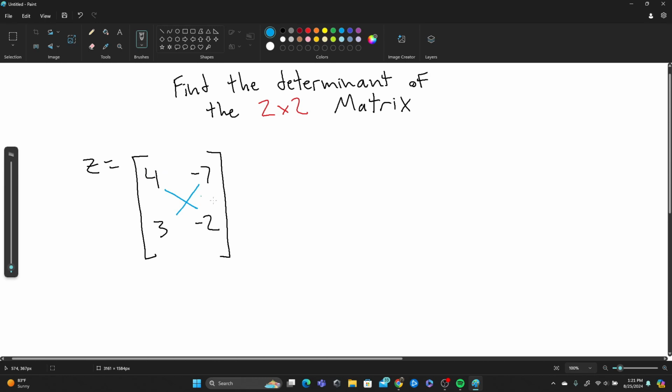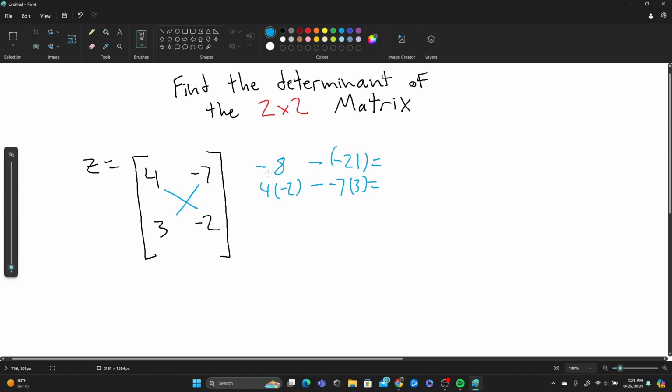So forwards, left to right, is 4 times negative 2, which is negative 8, right? 4 times negative 2. And then we're subtracting the product of the numbers when we go backwards, when we go right to left. So the product of negative 7 and 3 is negative 21.